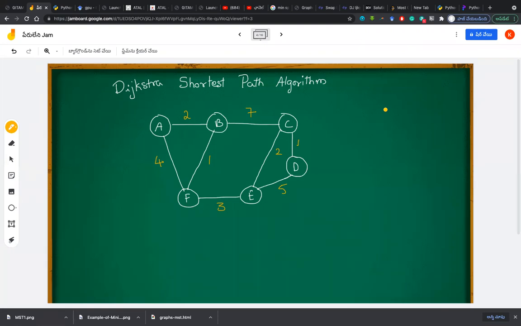It suggests that if you go through this way, you can save some time, and if you go through this way, you have to travel more time. So let us see that these points are the areas, and we are going from one area to the other area, and how we can go through the shortest path algorithm given by Dijkstra.